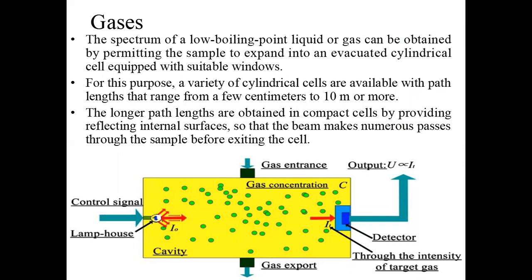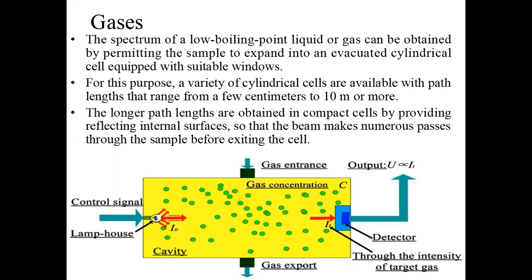For this purpose, a variety of cylindrical cells are available with path lengths that range from a few centimeters to 10 meters or more. The longer path lengths are obtained in compact cells by providing reflecting internal surfaces so that the beam makes numerous passes through the sample before exiting the cell.